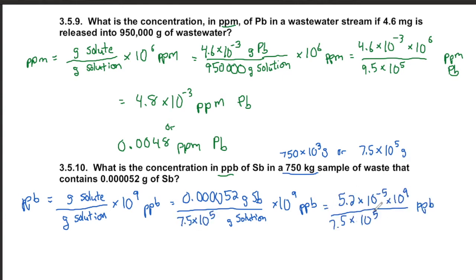So again, I just rewrote this, grouping all of the powers of 10. But this comes out to equal 6.9 times 10 to the negative 2 parts per billion antimony, or if you write it in regular notation, 0.069 ppb antimony.